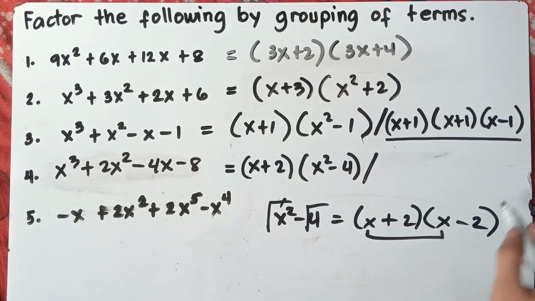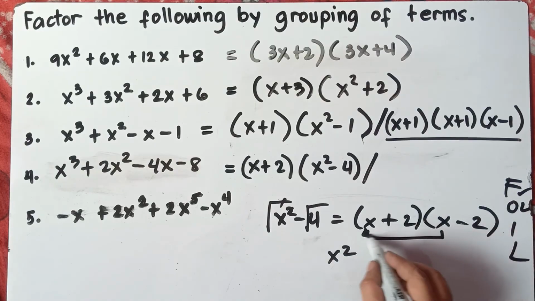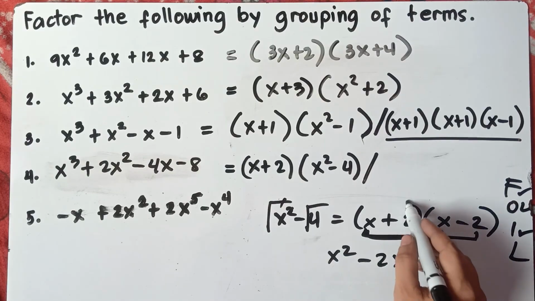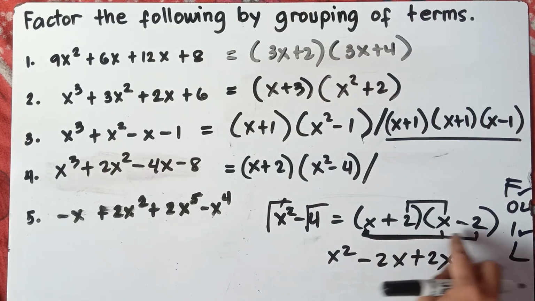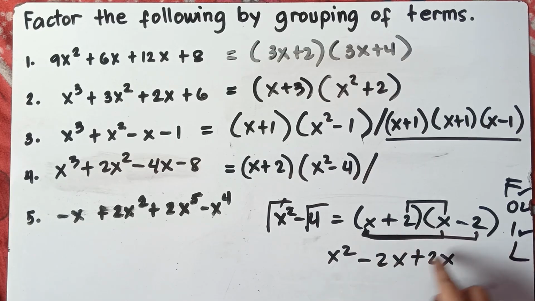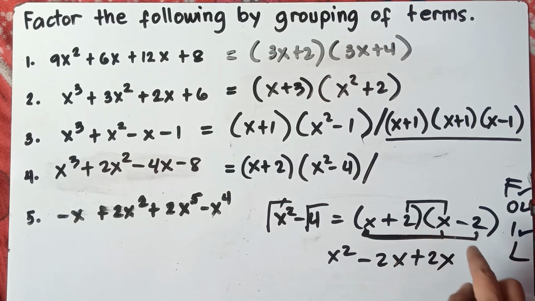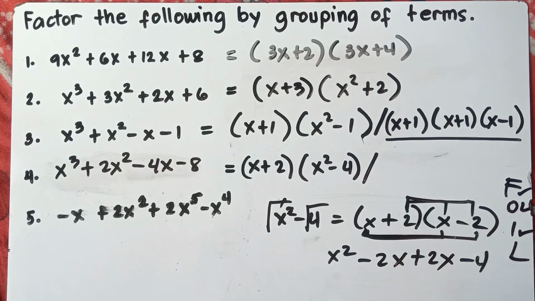Once again, even if you check the FOIL method, you will get the same answer. Let's try, class. FOIL method first. x times x, that would be x squared. Outer, positive x times negative 2, that's negative 2x. Inner, 2 times x, that's positive 2x. Positive 2 times negative 2, that's negative 4.